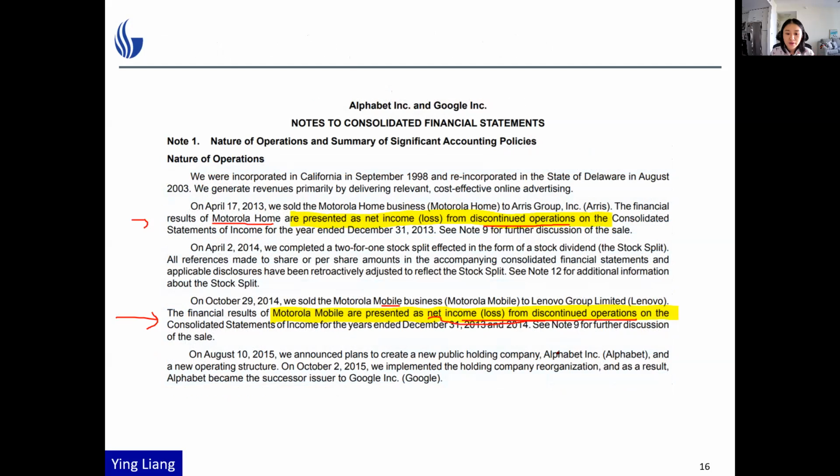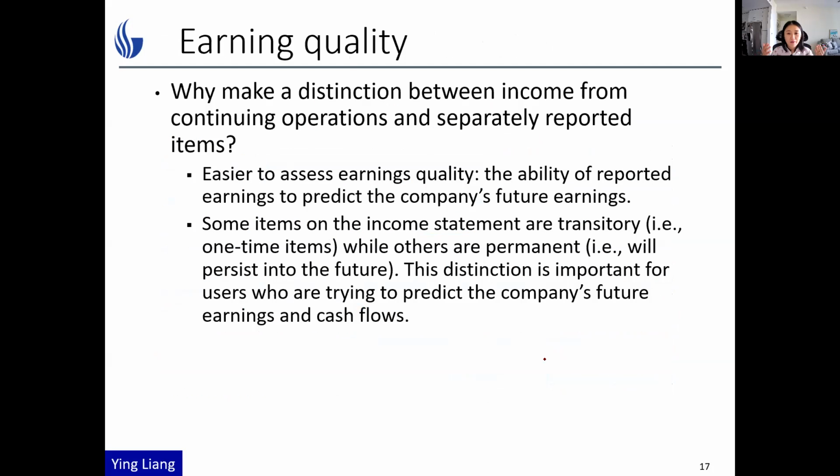So the natural question is, why do we have to make a distinction between income from continuing operations and separately report these items? Well, the key reason is that it is easier for investors to assess earnings quality. So what is the quality of earnings? Generally, it means the ability of reported earnings to predict the company's future earnings. Keyword: predict.